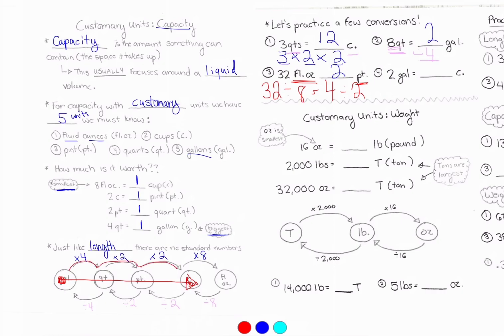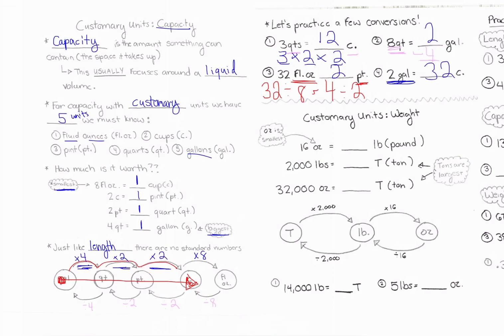So I could go one at a time, which I will for this one. I'm not going to write it out because I'm going to run out of space, but I know that 2 times 4 is 8. The reason I'm starting with 2 is because I have 2 gallons. 2 times 4 is 8. 8 times 2 is 16. 16 times 2 is 32, so there's 32 cups.